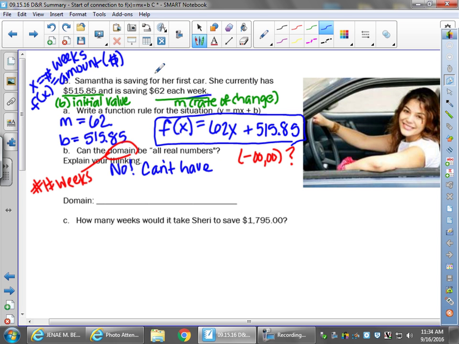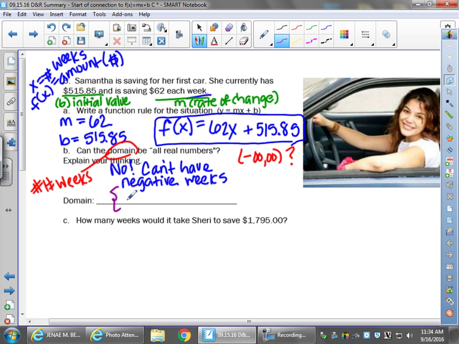True. So Marcel's saying there's no given restriction. But remember, yes, Julio. It's a real world situation, so what can't you have? You can go to infinity, but what can't you have? The other way. Negatives. Can you have negative weeks? No. Can't have negative weeks. But to what you guys are saying, you're right. It doesn't tell us how long she's saving for, correct?